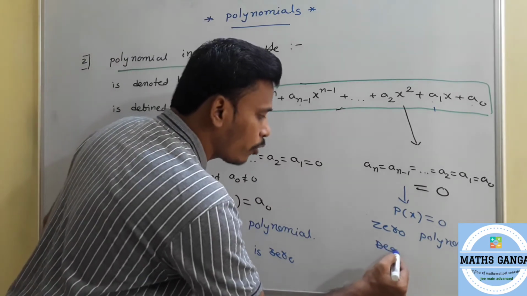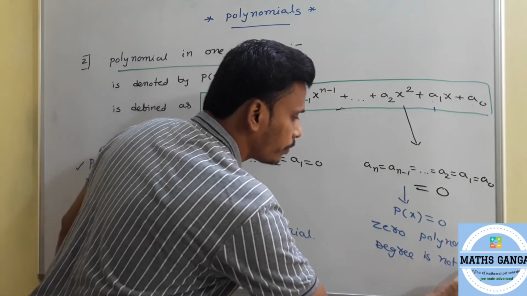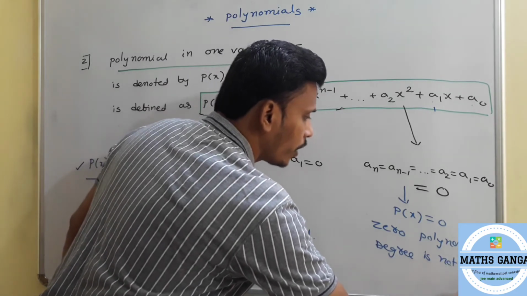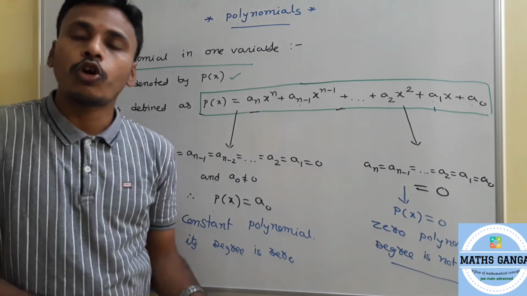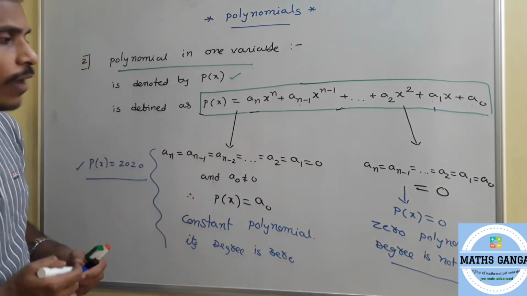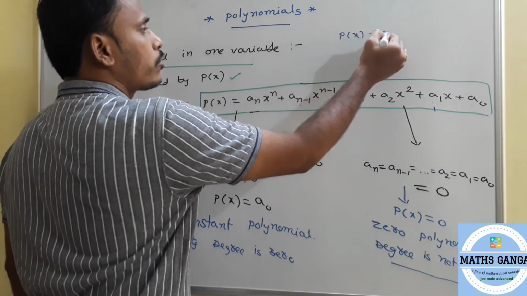And what to say about its degree? Its degree is actually not defined. Okay. See, we can't say that the degree of the zero polynomial is 0. The zero polynomial has no degree. Why are we saying that? Zero polynomial means p of x is equal to 0.